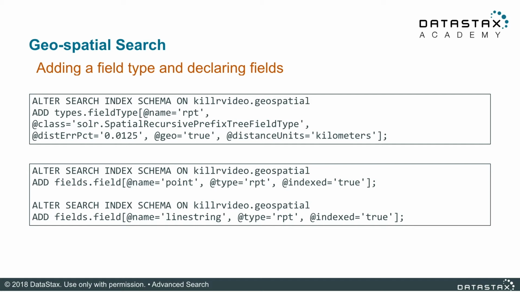With an RPT field type defined, the other two examples here show declaring a field in the search index schema for the point column and the line string column in our killervideo.geospatial table. After a search index reload and rebuild, you'll be ready to run geospatial searches with those two columns. Now, if you've really been paying attention, you might have noticed that we haven't said anything about the polygon column. That's because there's just a little bit more extra work that needs to be done to enable support for polygons.